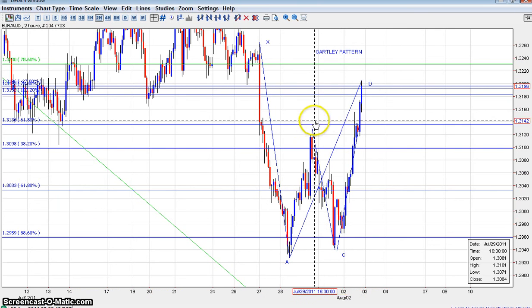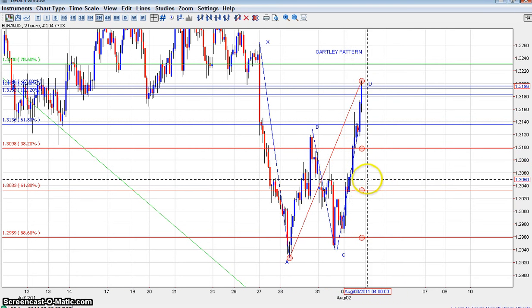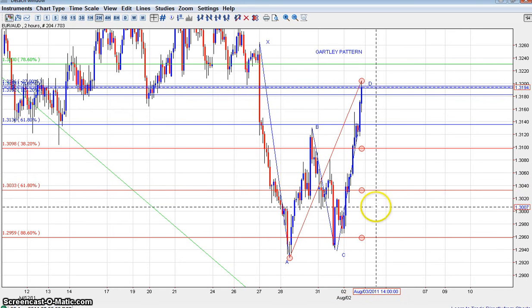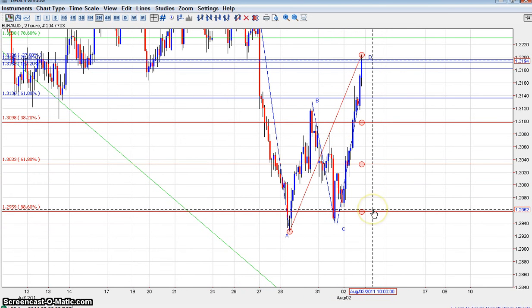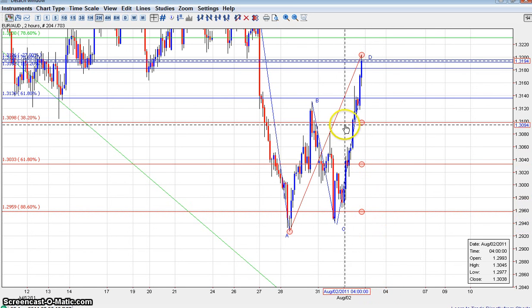When price approaches the B point, at 13180, you want to trail your stop. Then look for price to close below the next profit target, which will be 1.303. Look for price to close below that. But if price ultimately closes below the 88.6 retracement of the AD leg, which is around 12959 and 12960, then you know there's more room to the downside.